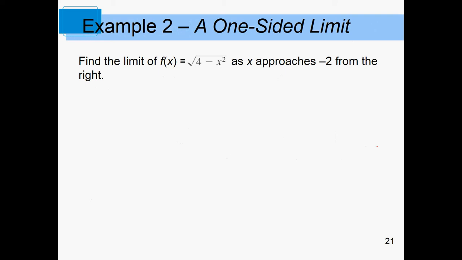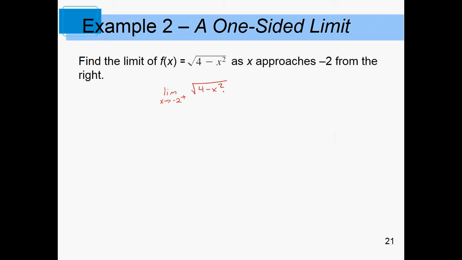Now, find the limit of f of x equals the square root of 4 minus x squared as x approaches negative 2. So we're talking about the limit as x approaches negative 2 from the right, so it's a right-hand limit, of the square root of 4 minus x squared. Now, for all practical purposes, we can plug that value in, get an answer, and it's either going to be the right or left-handed limit. Okay? If I plug in negative 2, what happens? Negative 2 squared is 4. Right. 4 minus 4, 0. Square root of 0, 0.